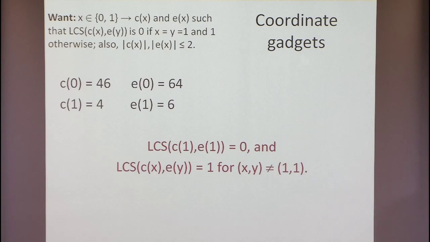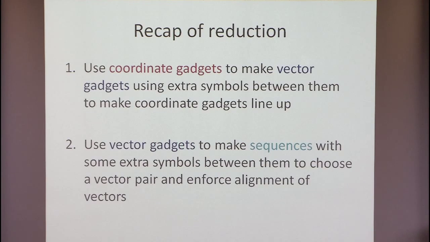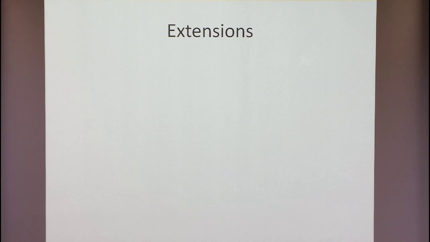So this is it. Then I'll give you a little bit of a conclusion and we'll finish. Okay. So the recap of the reduction: we use coordinate gadgets to make vector gadgets. We use extra symbols to enforce cooperation. And then we use vector gadgets to make these sequences, again using extra symbols to make them cooperate. And this happens in all the reductions. Here are some extensions that you can do using the same type of reductions.